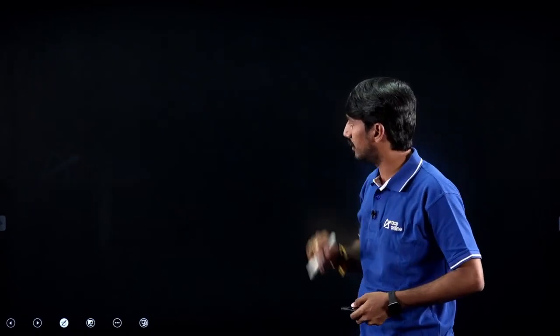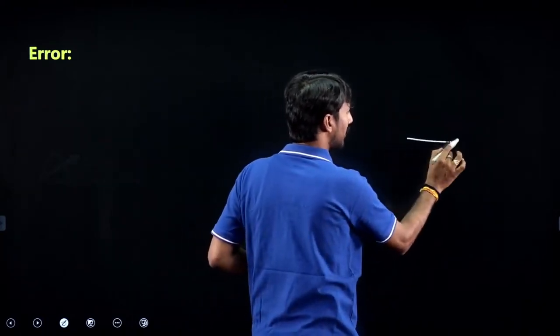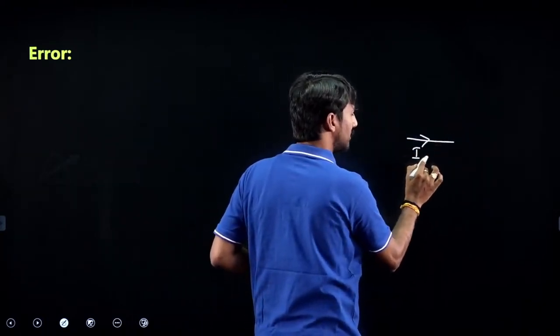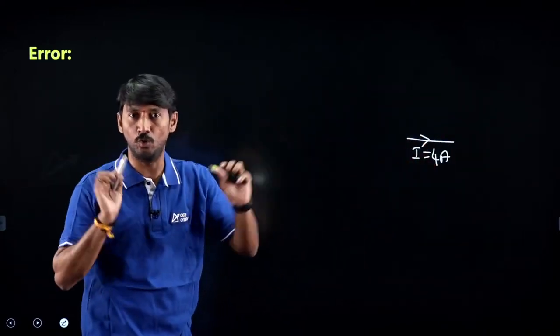Okay, with this idea, sir, while we are measuring a parameter, what is the corresponding phenomenon that occurs? Error. Sir, why error? Suppose in one circuit, assume that 4 amperes is flowing. Actually, it is not known.